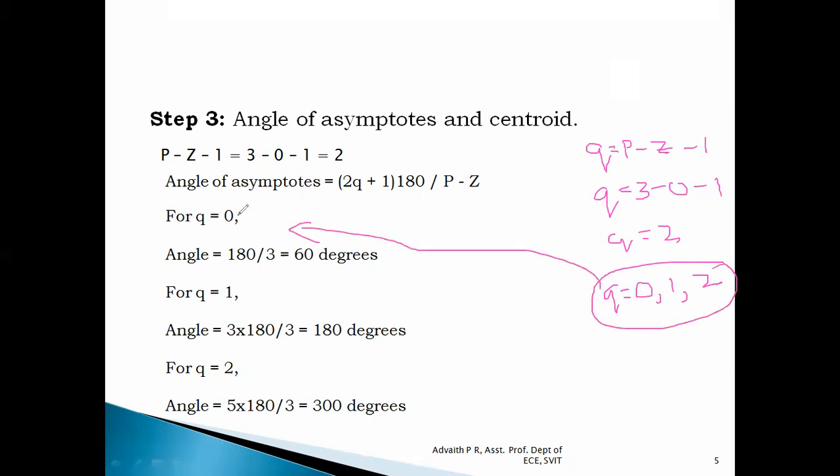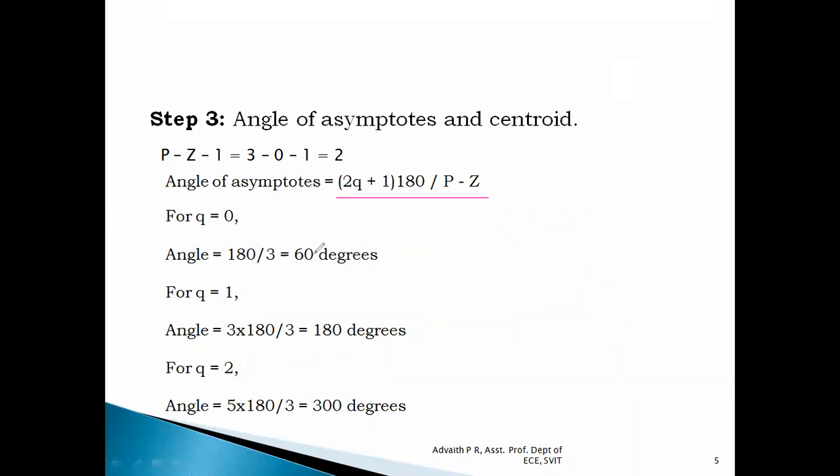So for q equal to 0, we'll substitute q equal to 0 in this formula. We'll get 2 into 0 is 0, 0 plus 1 is 1. So 1 into 180 is 180 divided by p minus z. Number of poles is 3, number of zeros is 0. So 180 divided by 3 will give us 60 degrees.